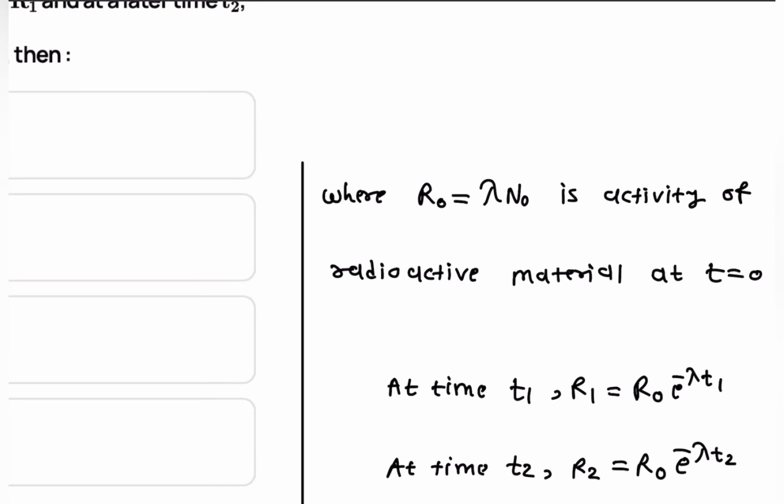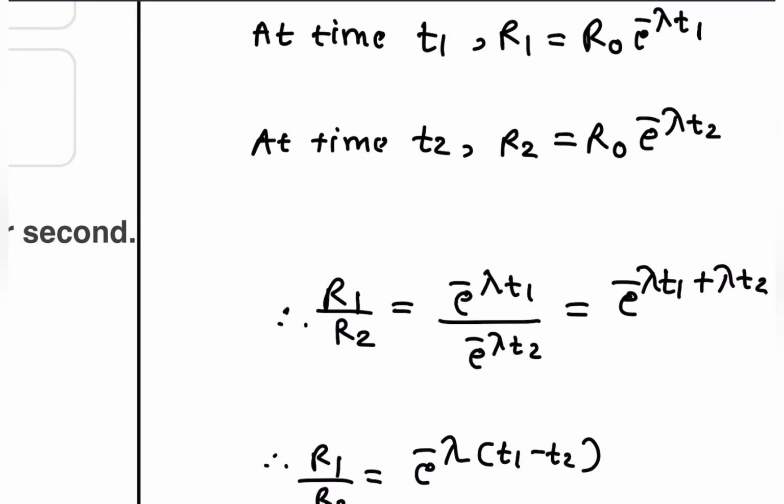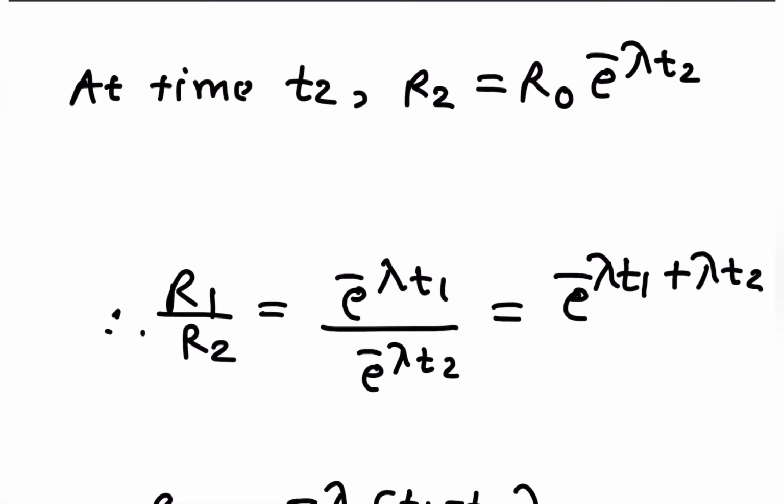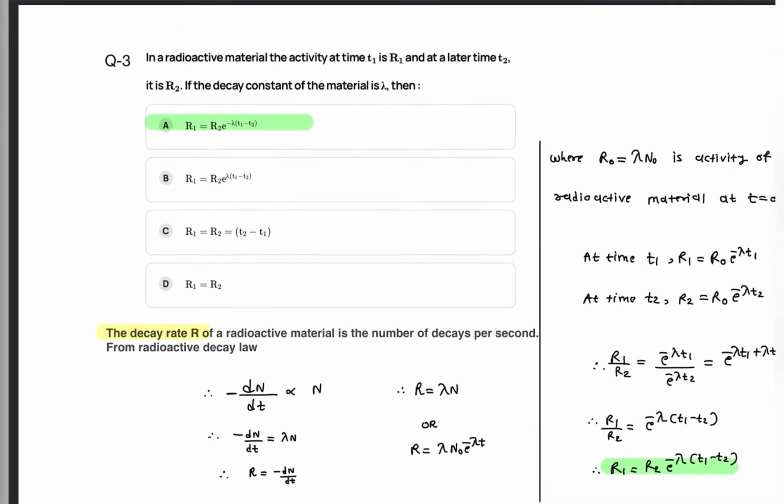That means at time t1, R1 is equal to R naught e raised to minus lambda t1, and at time t2, R2 is equal to R naught e raised to minus lambda t2. So if you take the ratio of R1 by R2, that is e raised to minus lambda t1 divided by e raised to minus lambda t2. After simplifying this, it is e raised to minus lambda common, t1 minus t2 in bracket. So R1 is equal to R2 e raised to minus lambda (t1 minus t2). That is, option A is correct.